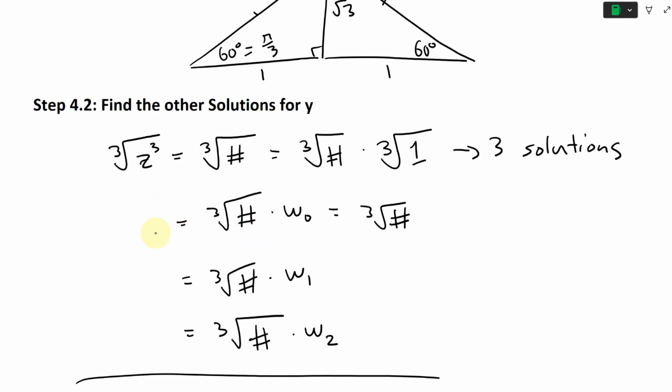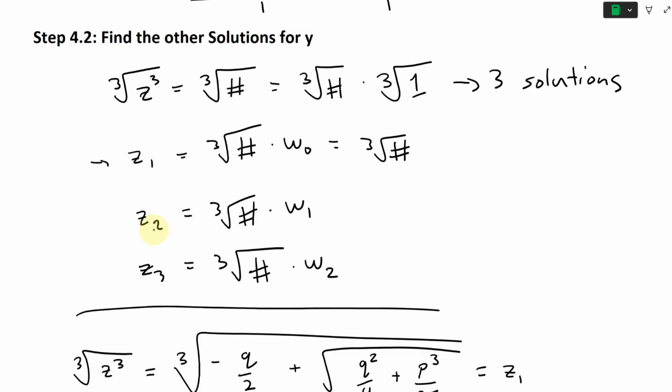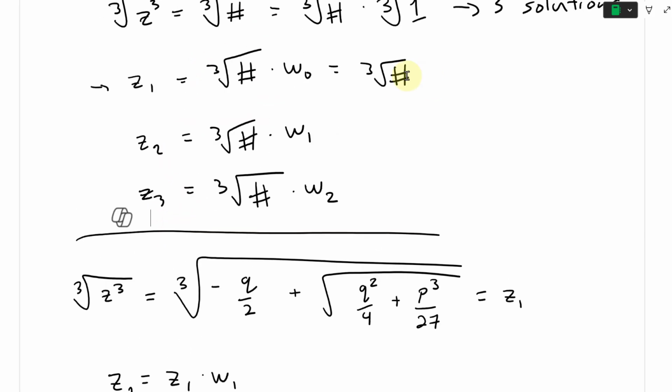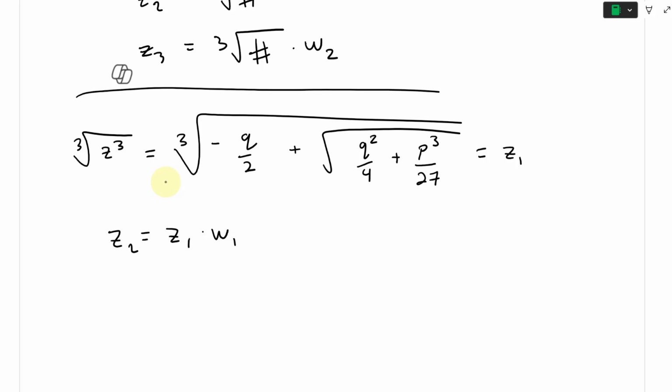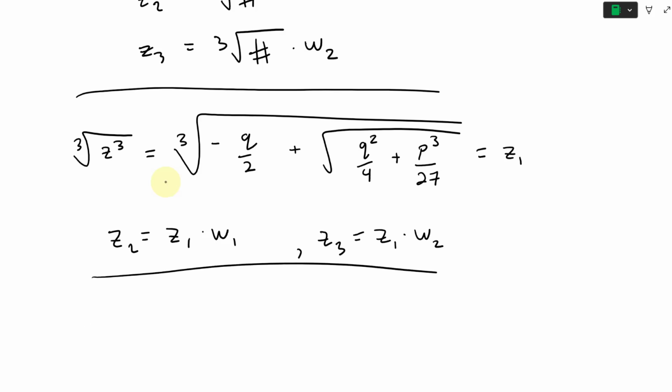So this one right here, I'll say this solution is going to be called Z1. This is Z2. And this is going to be Z3. So Z2 is just going to be equal to Z1 times W1, and I'll just put a bracket right here. Also Z3 is going to equal Z1 times the second one, W2 right there. And now note that we've plugged this all inside the Y solution. So now what we end up having is Y, I'll put a bracket like this. Oh, actually, I'll leave that right now.